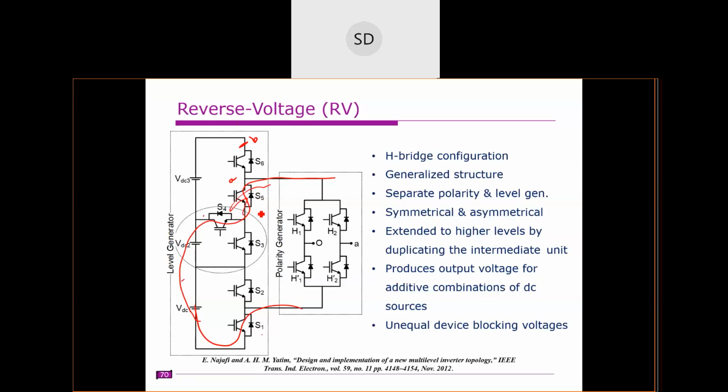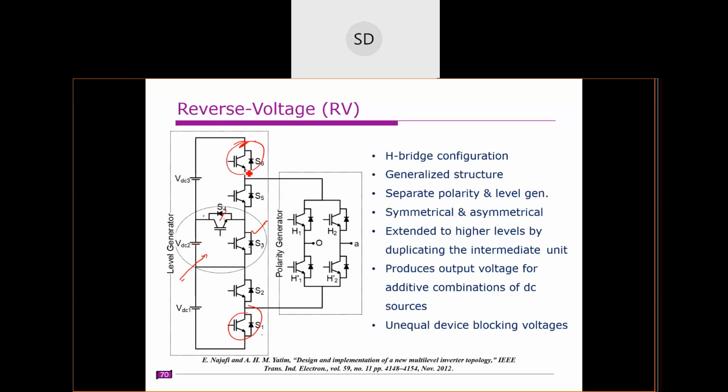So what you notice is that the blocking voltages for all these switches are unequal, especially these two switches. Here this switch's blocking voltage is always equal to VDC, because this point is clamped. For S3 and S4, if one is on, the other is off, and its voltage is always VDC. That means for the duplicating unit, its voltage blocking is always equal to VDC.